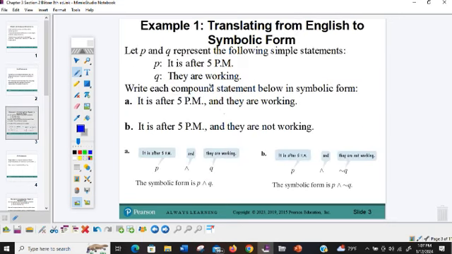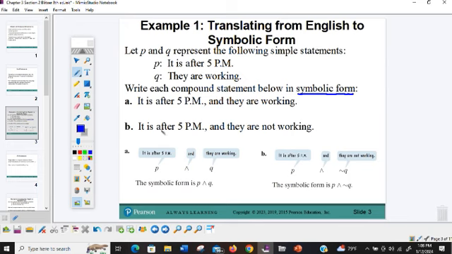So let's use that. Let P and Q represent the following statements. P is, it is after 5 p.m. Q is, they are working. Now write the compound statement in symbolic form. They want the symbols. It is after 5 p.m. and they are working. That would look like this. It is after 5 p.m. is your P, and they are working. So it would say P and Q.